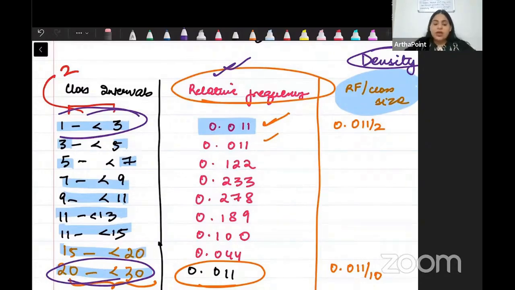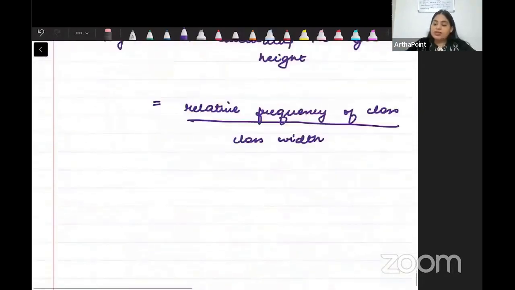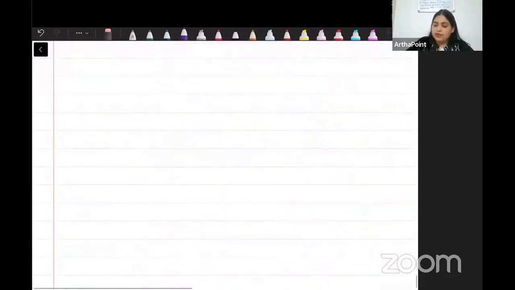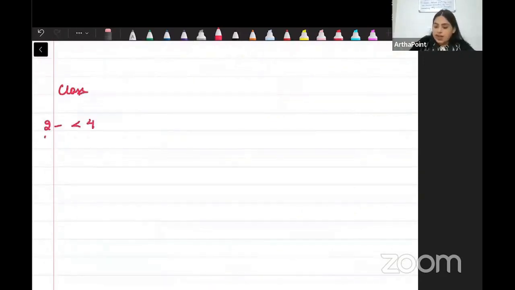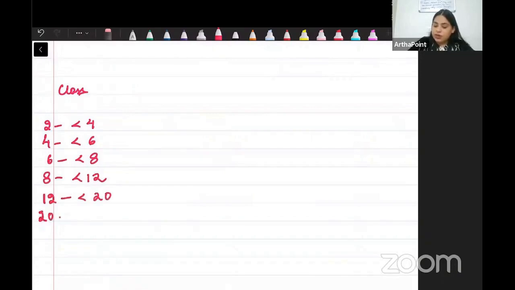Is this clear? Now, let us go ahead and take an example, and then I will leave you for the day. So take an example. Suppose I tell you the class is 2 to less than 4, 4 to less than 6, 6 to less than 8, 8 to less than 12, 12 to less than 20, and 20 to less than 30.